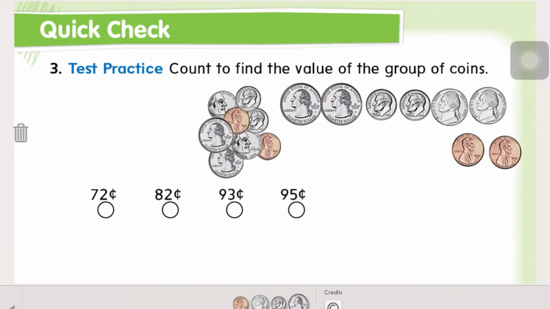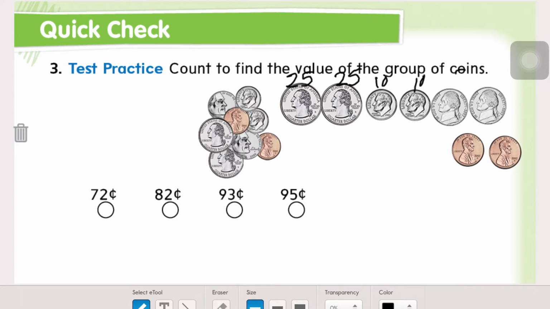Again, I wrote those in order based on their value. So we have 25, 25, 10, 10, 5, 5, 1, 1. So 25, 50, plus 10 is 60, plus 10 is 70, plus 5 is 75, plus 5 is 80, 81, 82.